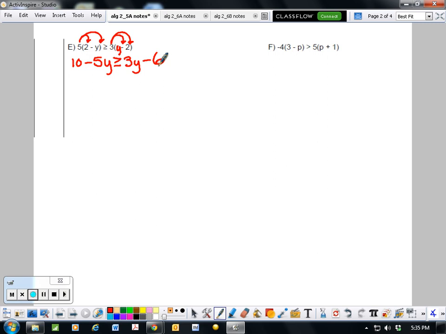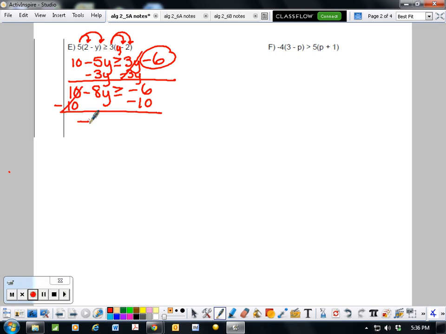And now I want to move my y's all to that left-hand side. So if this is a positive 3y, I would subtract 3y. So that would go away. And now I have a 10, and then a minus 5 and a minus 3 becomes minus 8y. And that is greater than or equal to, and then over here, I've got to bring down that minus 6. So from here, I'm just continuing to solve. So now I have to move the 10 away from my y, so I'm minus 10 on both sides. So now I'm left with a minus 8y, which is really just a negative 8y. That's greater than or equal to negative 16.